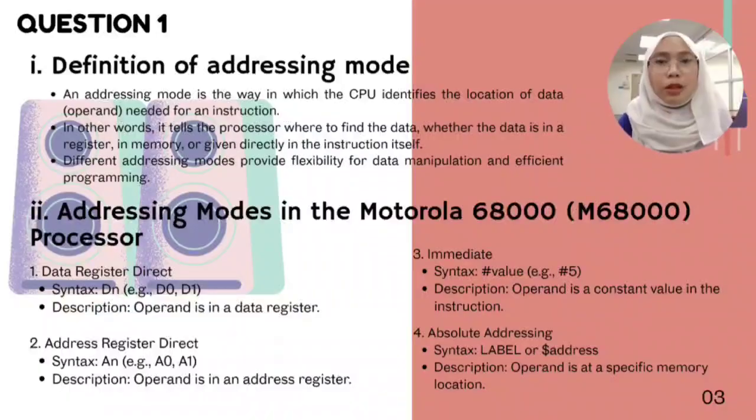Fourth, absolute addressing. In this mode, the operand is located at a specific memory address. The syntax can be a label or $address. This means the instruction will directly access data from a fixed memory location.